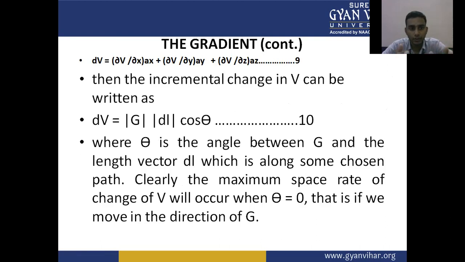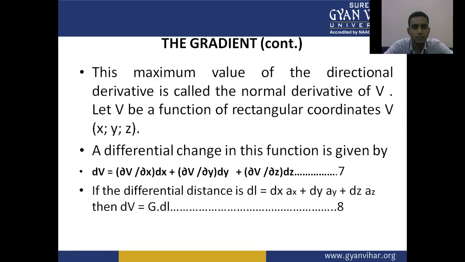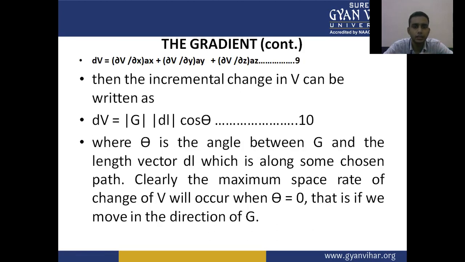Next, we have the next formula of the gradient, that is the change in V. The differential dV is equal to del V over del x in the direction of ax plus del V over del y in the direction of ay plus del V over del z in the direction of az. That means G, the gradient, is multiplied with the differential line dl.